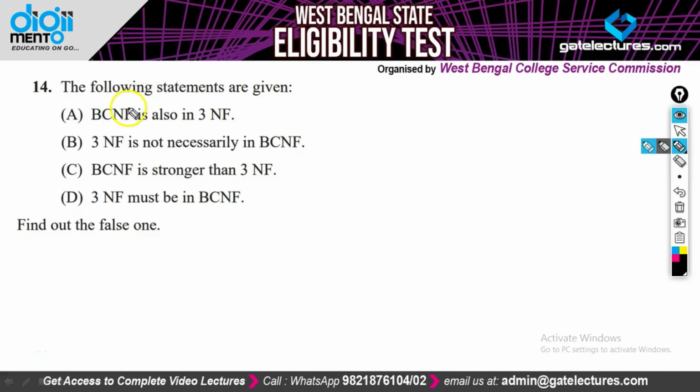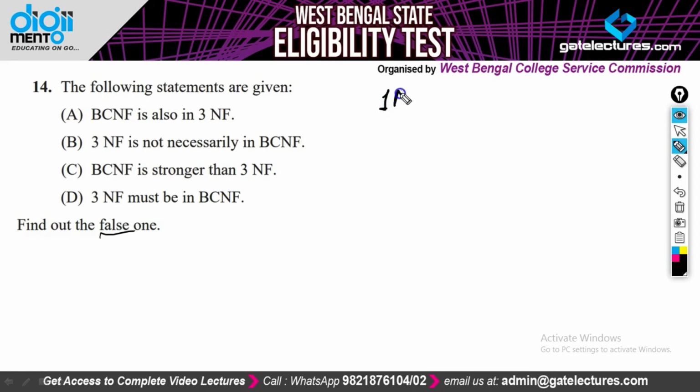The question given is, the following statements are given. BCNF is also in 3NF. 3NF is not necessarily in BCNF. BCNF is stronger than 3NF. 3NF must be in BCNF, and we have to find out the false one. Now, this is a question from databases, from normalization, and we know we use normalization techniques to remove redundancy in our data. So let's discuss 1 normal form, 2 normal form, 3 normal form and BCNF. We only need up to BCNF here.